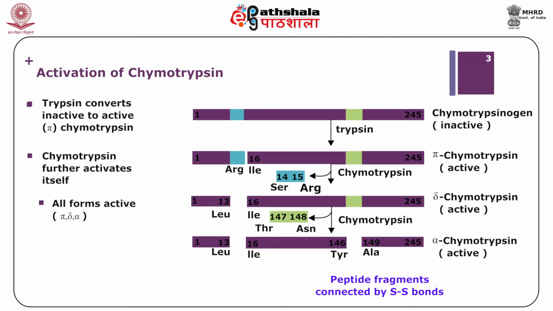Finally, alpha-chymotrypsin is generated by the autocatalytic cleavage of the tyrosine 146-threonine 147 and asparagine 148-alanine 149 bonds. These cleavage reactions are now shown on your screen. Alpha-chymotrypsin is the most widely studied form of the enzyme.